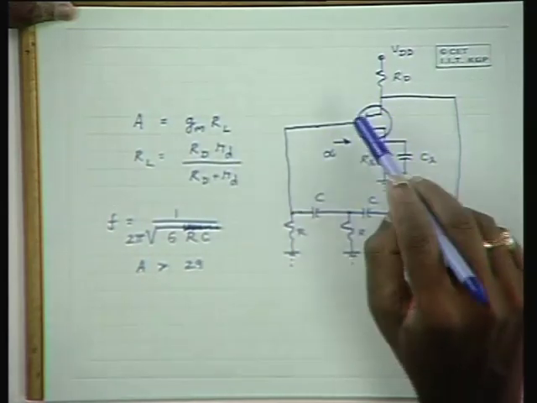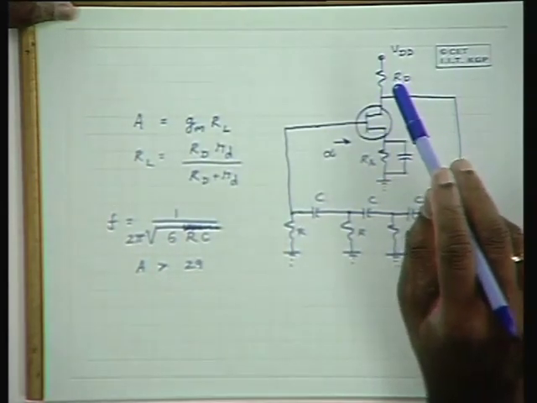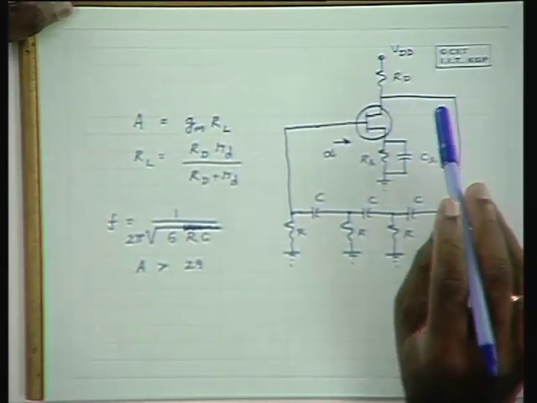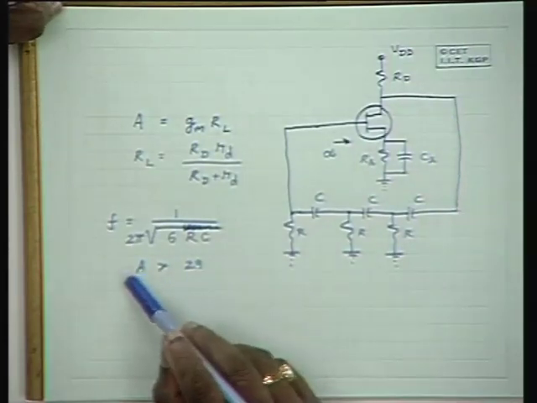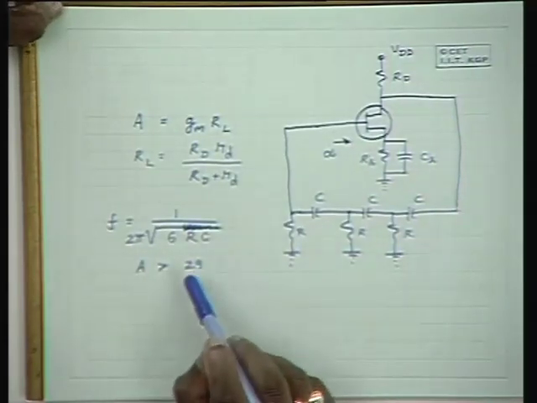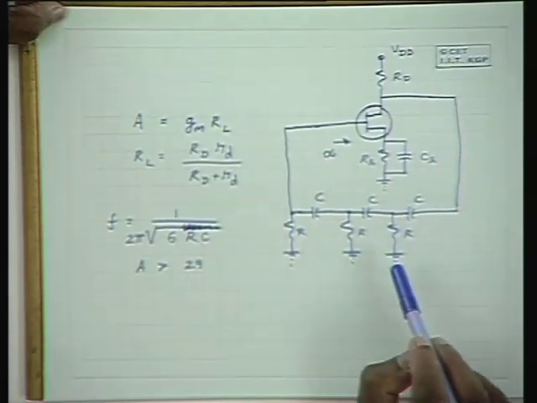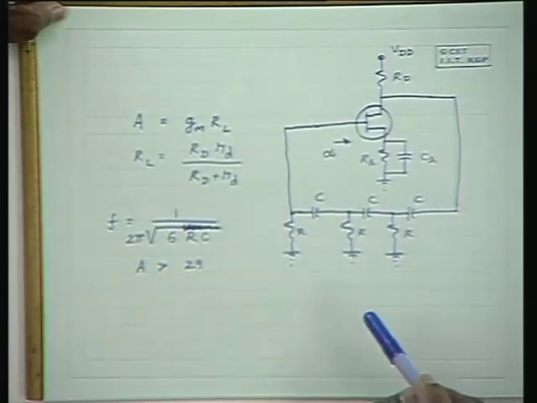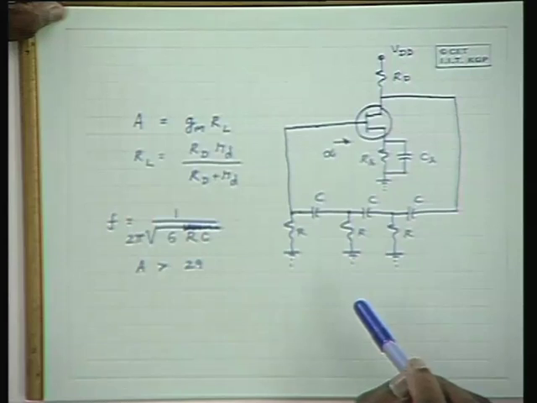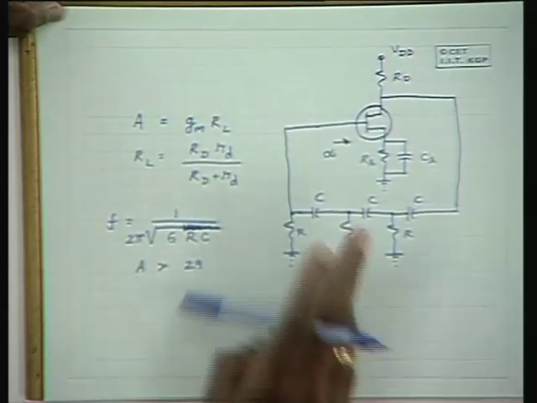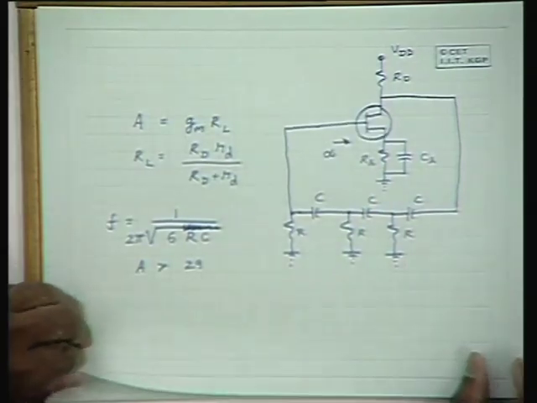For the circuit to operate, for A beta to be equal to 1 or for A to be slightly greater than 1 by beta, so A should be greater than 29, because beta of this kind of a network is equal to 1 by 29. Hence A should be greater than 29. And the expression for the frequency of operation is this.